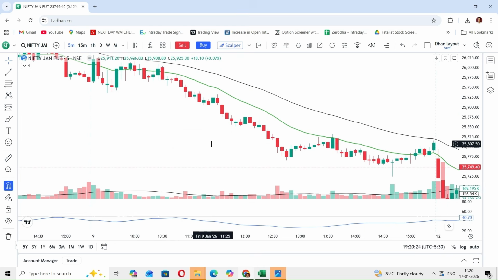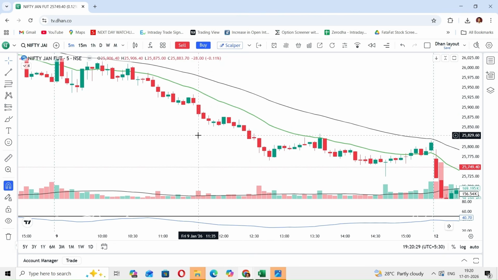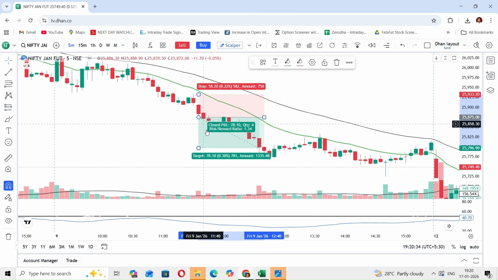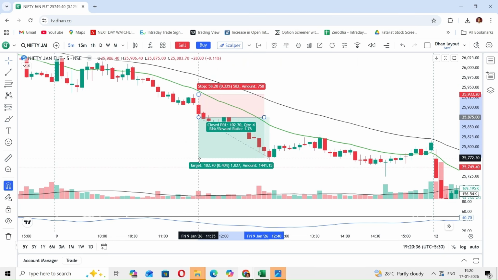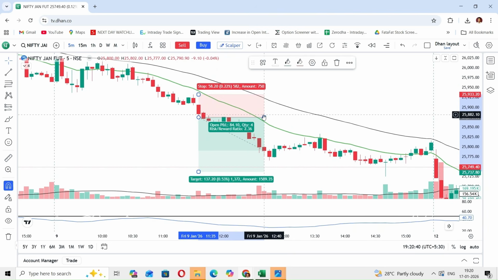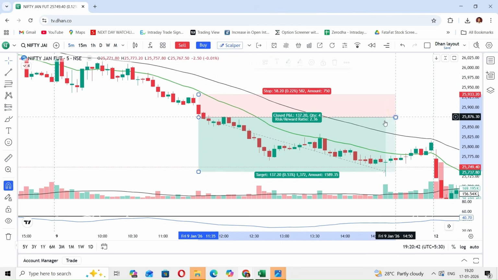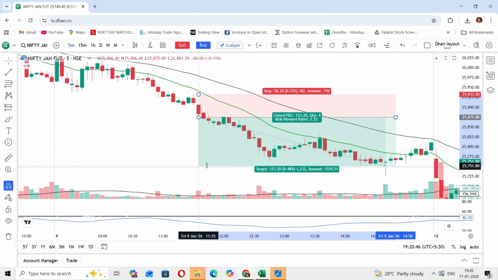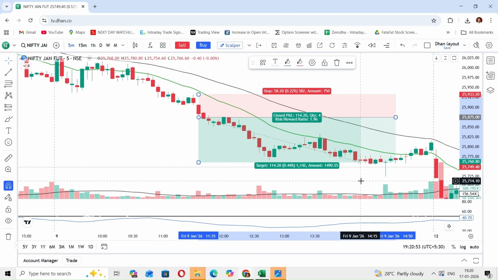Again, here I get another setup. One, two, three. Three candle theory only. Short position here. 1 is to 2. Did I get it? Let's see. Yes, I got this 1 is to 2 at around 214. Okay, so that is fine. So I got two profitable trades on 9th of Jan.